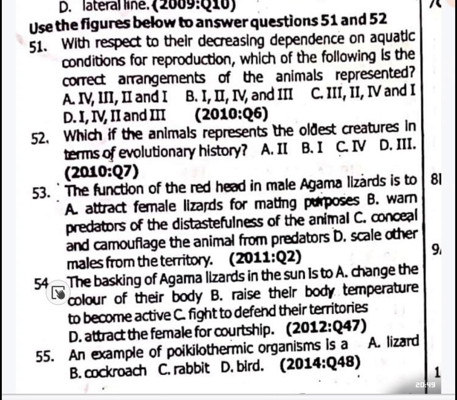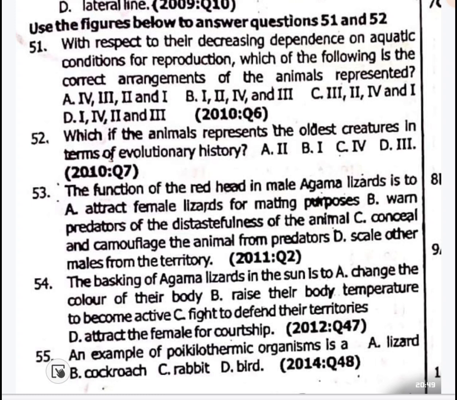54. The basking of the agama lizard in the sun is to help it raise its body temperature. 54 is option B. Remember that lizards are poikilothermic, or cold-blooded. So most times in the mornings, their body temperature is very low. And so they need to step out and spread themselves under the sun a bit in order for the body temperature to be raised so that they could go about their normal daily activities.